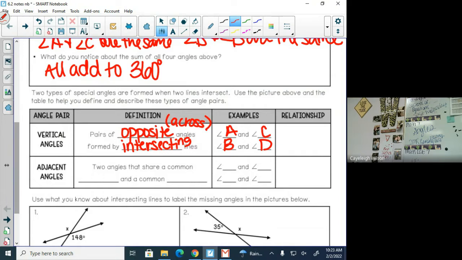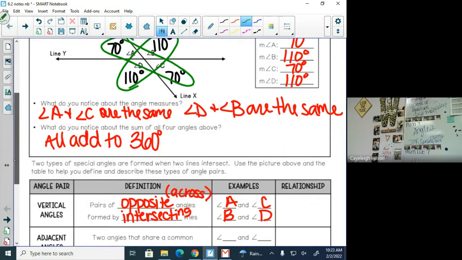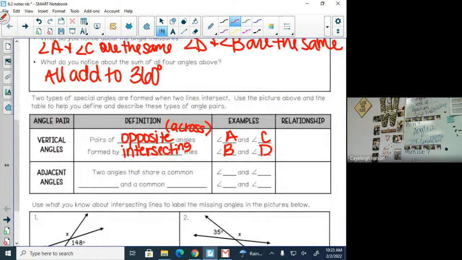So I'm going to move this back up so we can see. So look right here. Angle A and angle C are across from each other, so those are vertical angles because they're across from each other. And angle B and angle D are across from each other, and they are vertical angles. Now, Terry told us that they were the same. So we can conclude that vertical angles are congruent.